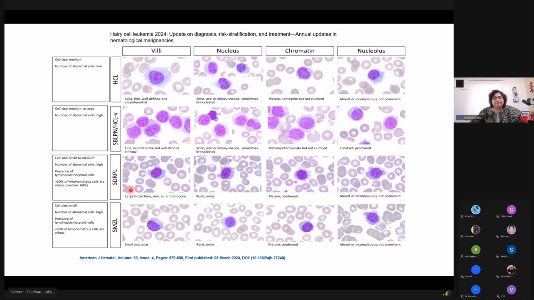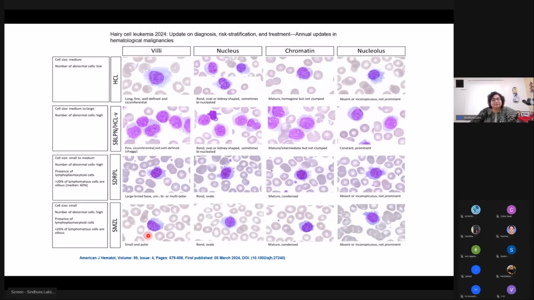Whereas SDRPL, the splenic diffuse red pulp lymphoma, the circulating abnormal cells may not be high, but there may be increased cells in the bone marrow. Large, broad-based bipolar or multipolar hairy projections here. The nucleus is usually round without any indentations as opposed to HCL. The chromatin is condensed, and also there may not be any nucleolus.